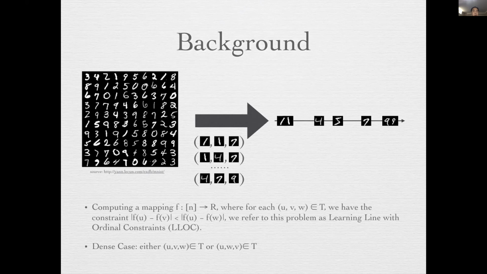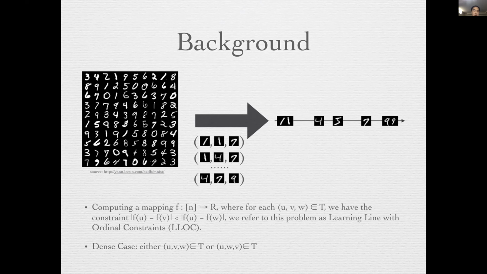Formally, we want to compute a mapping f from N to R, such that for any triple constraint (u, v, w), we have that f(u) is closer to f(v) than to f(w). And we refer to this problem as learning lines with ordinal constraints.